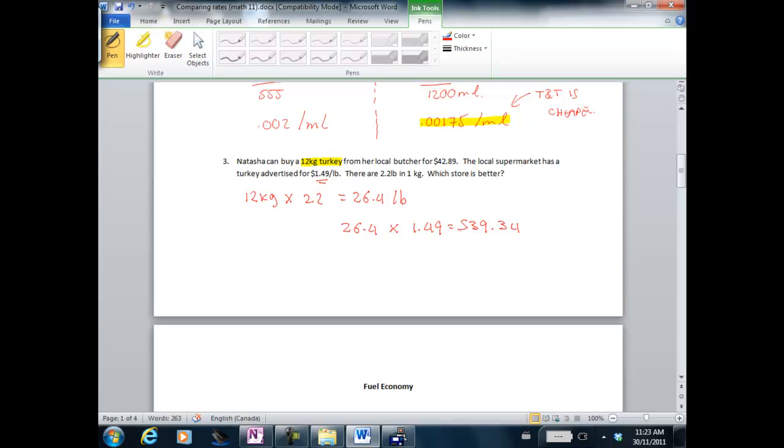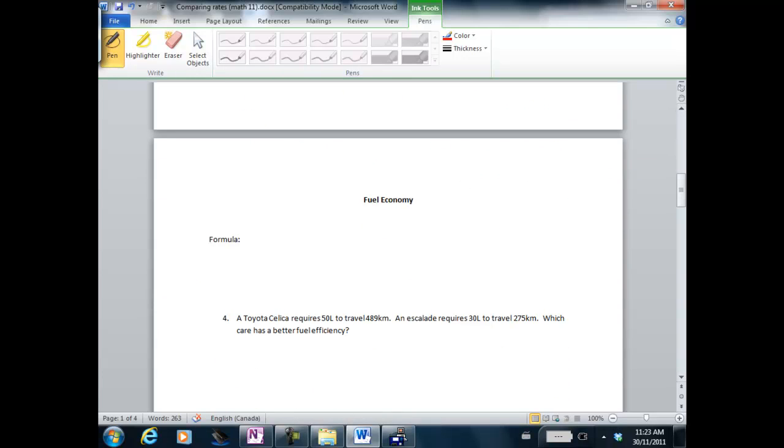This is all about unit conversion. You have to be able to convert your units. So guys and gals, the market is better. This is the sort of thing you'd be given on your exams. They're going to say compare this and that, which place is cheaper, and explain why. Before I give you your package, I got a few more questions for you to try out, and the next one is called fuel economy.